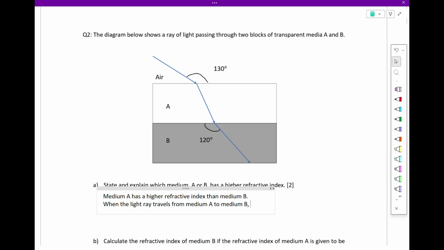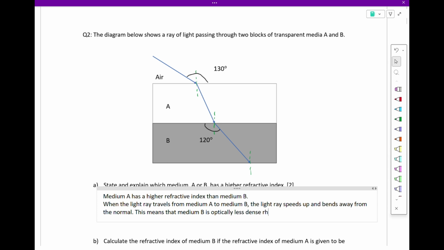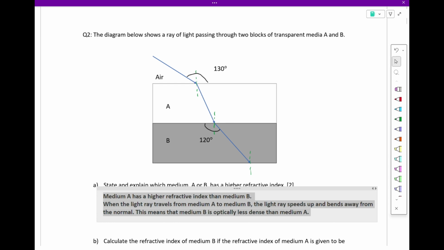so just double check, all you can do is take your ruler, 1 2 3, 1 2 3, 1 2 3, 1 2 3. Okay, so you can see, yes indeed, when your light travels from A to B, the light ray speeds up and bends away from the normal. So this means that medium B is optically less dense than medium A. So that is why you have a higher or larger refractive index itself.